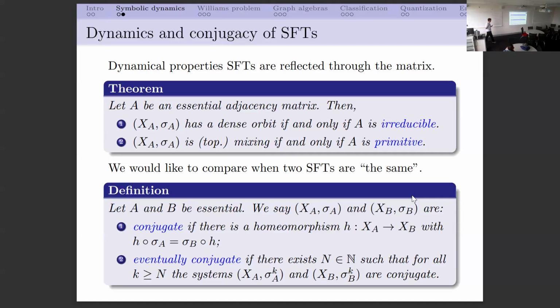But there is something else. It's called eventually conjugate, which means that iterations of the shifts starting from some number onwards are conjugate, potentially via different homeomorphisms. Okay? This is important. Because if it was all the same homeomorphism along the way, that would have just been conjugacy. Okay? But it's not clear at the moment that these things are the same, right?